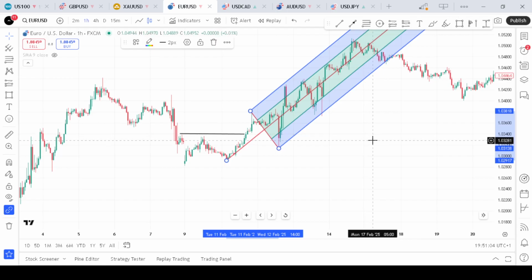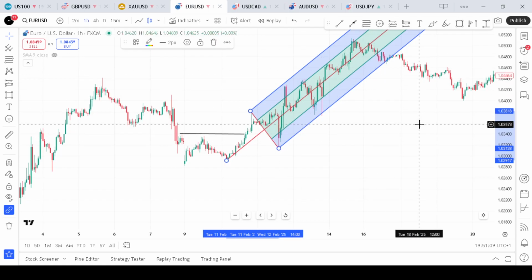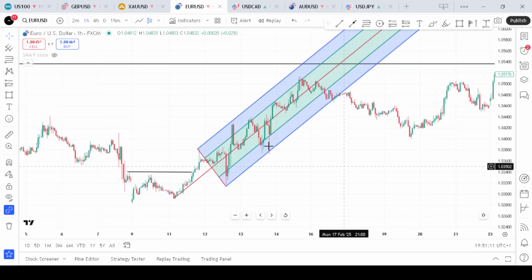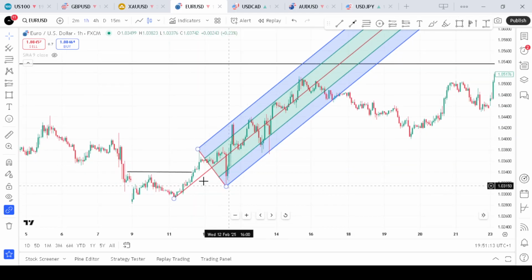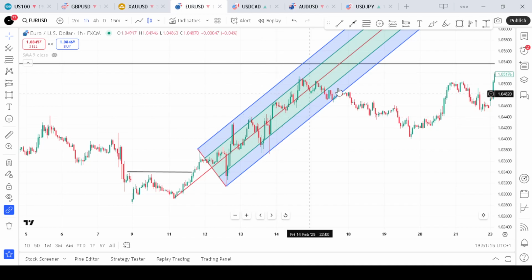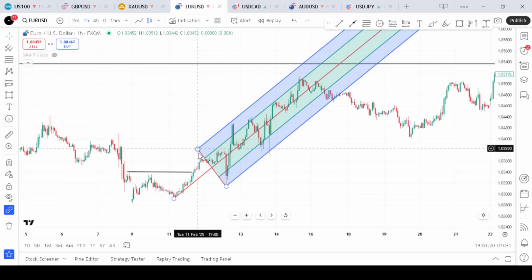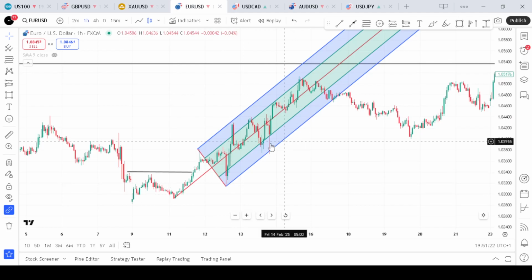You have to always make sure the median line passes through point A and the midway point between point B and point C. This is basically what it means. This midway line passes through the midpoint between point B and point C.